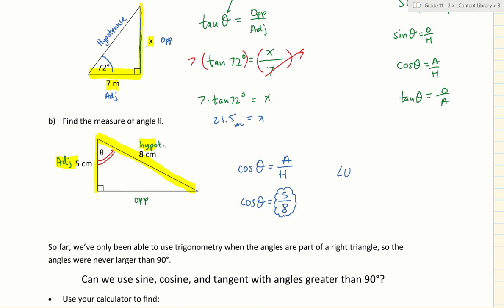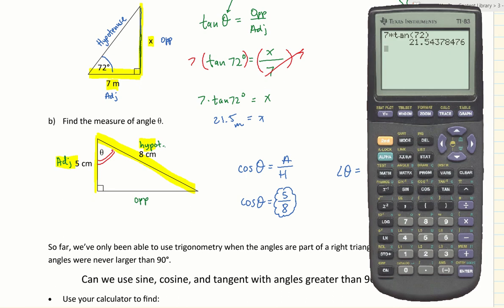So angle theta in this case is going to be second function. Second function, or inverse, means you're using your calculator to work backwards from the cosine ratio of 5/8 to find out what angle would give you that. So notice it's opposite what we did in part A. You guys kind of did that before, so let's take up the calculator. We're going to go second function cos -1 of 5/8.